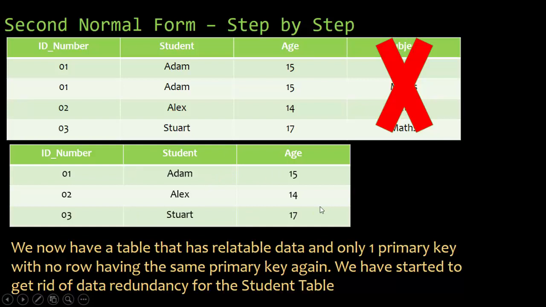So now we have a table that has relatable data and only one primary key. Adam doesn't need to appear twice. We don't need two Adams who's the same person with the age. We don't need that. We just get rid of that extra one. We still have Adam in the system. We have Alex, we have Stuart. We haven't lost any information for our students. So we have started to get rid of data redundancy for the student table, and that's what second normal form does.